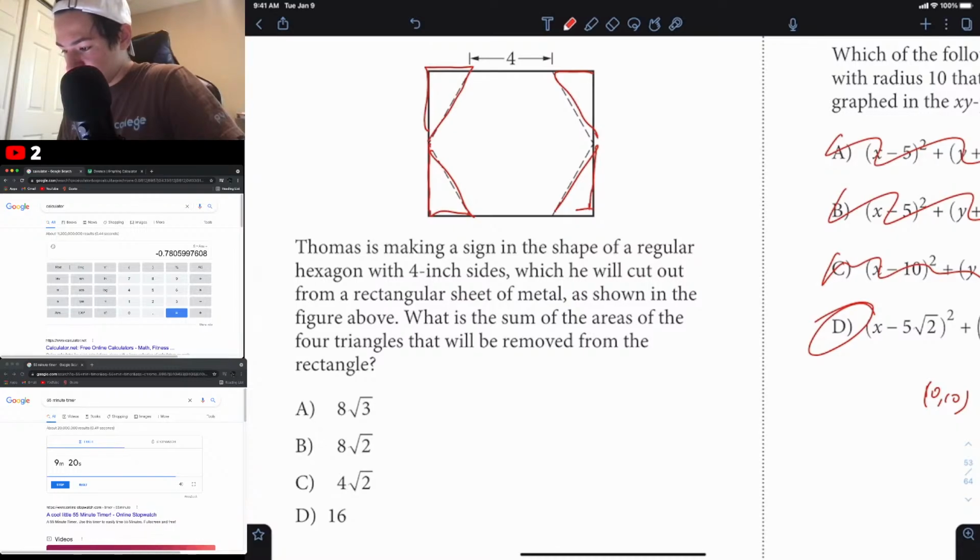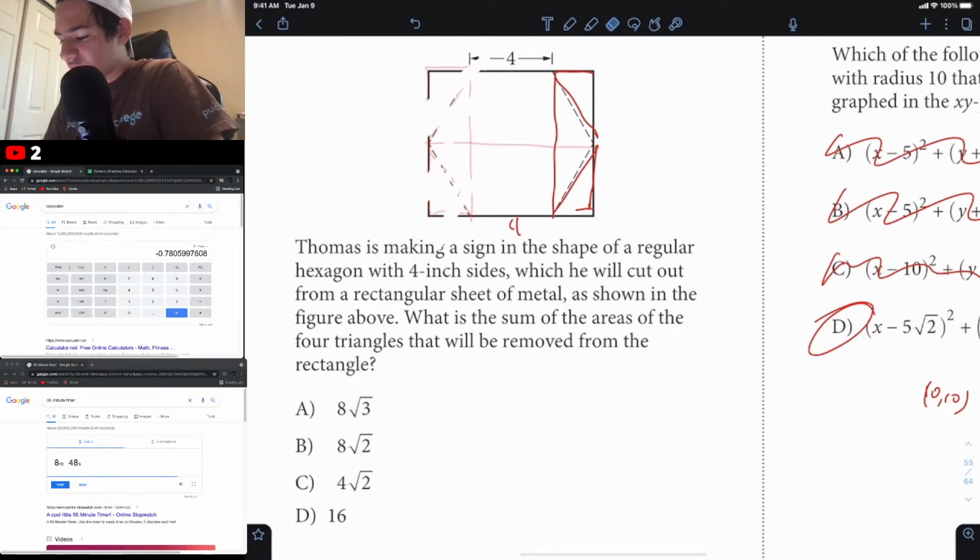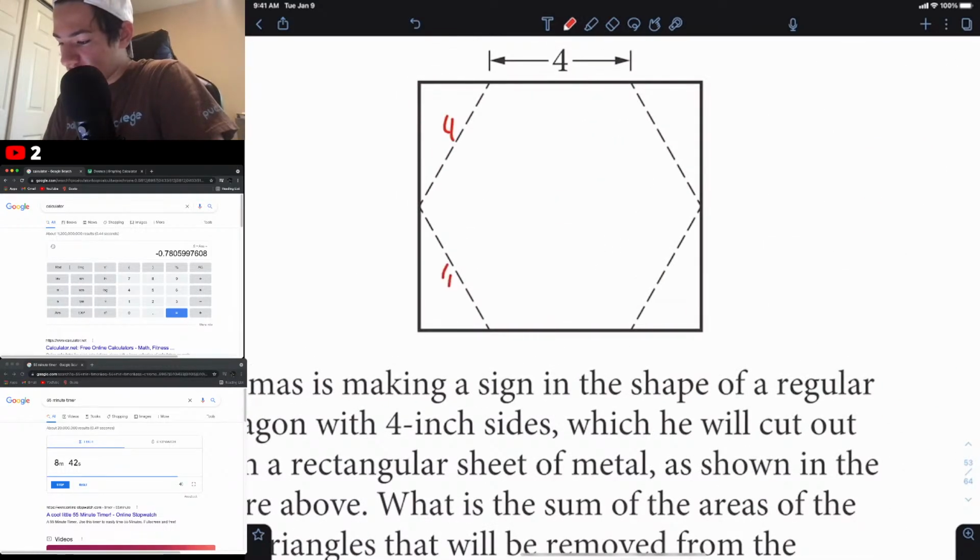Well, if I split this up like this and like this, I get some equivalent triangles. You see that? I don't get that though. This is still 4. Oh, well, okay, they all have sides of 4. I see. So the hexagon has sides of 4. So this is 4, this is 4, this is 4, and this is 4, and this is 4.